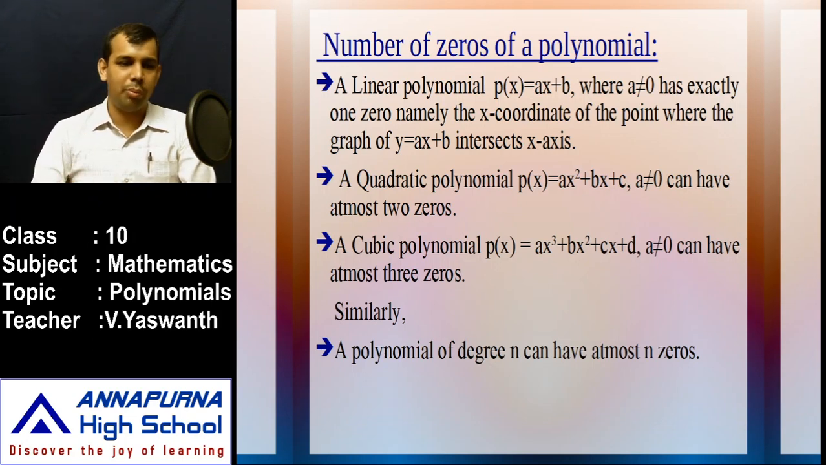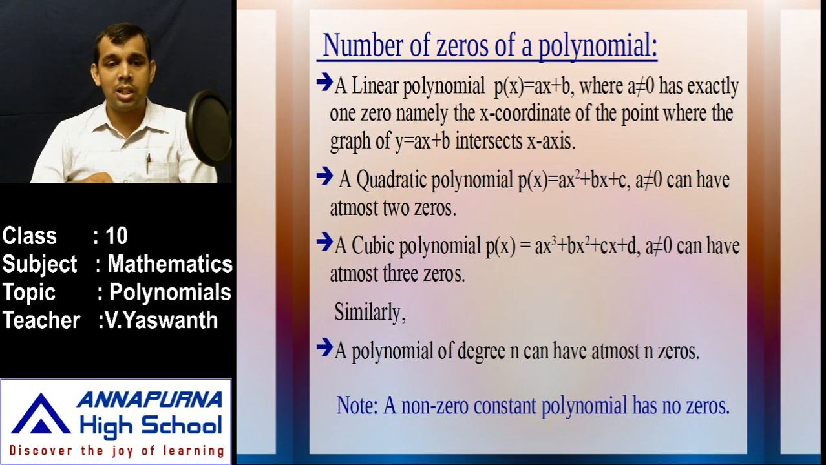I think we missed one polynomial. Can you guess? Yeah, that is a constant polynomial. So what are the zeros of a constant polynomial? Already we discussed this point. What is the graphical representation of a constant polynomial? It comes as a line parallel to the x-axis. It does not intersect the x-axis. That means it has no zeros. That means a non-zero constant polynomial has no zeros. So this is the second concept of your second chapter, polynomials.